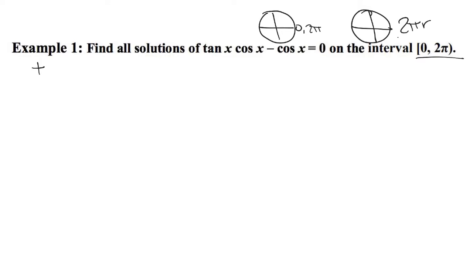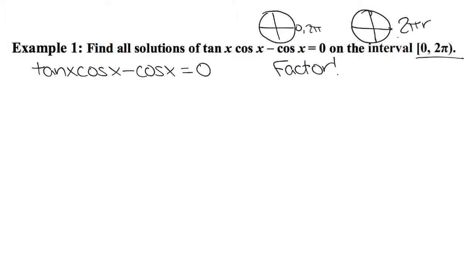So we start with tan x cosine x minus cosine x equals 0. Imagine these to be polynomials. When you need to find the solutions of polynomials, your first step is to factor. The first thing I can see that factors out is a cosine. So I pull a cosine x out, and I'm left with tan x minus 1 equals 0.